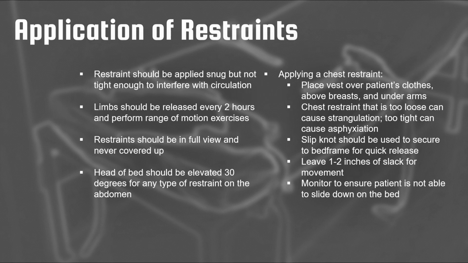Body extremities should be released every 2 hours and range of motion exercises performed. Restraint should never be covered up and always in full view. The head of the bed should be elevated 30 degrees, utilizing a wedge for any restraint placed over the abdomen. When utilizing this type of restraint, the vest goes over the patient's clothes, above the breast, and under the arms. A slip knot should be used to tie the chest restraint that allows for easy release. If the chest restraint is too loose, it can cause strangulation, and one that is too tight can cause asphyxiation.